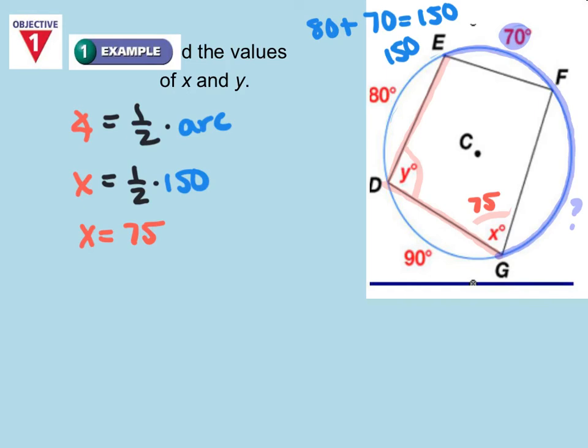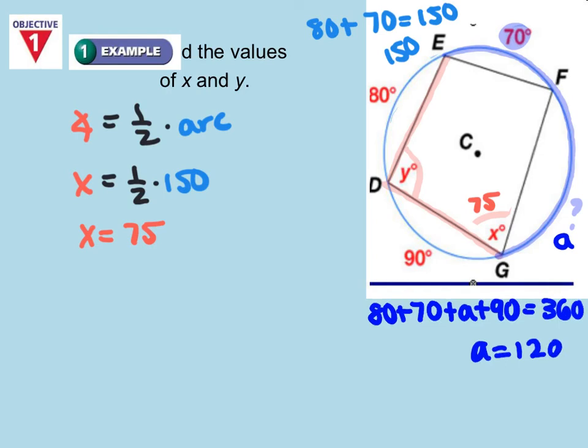But what we do know is that all the arcs in a circle should add to equal 360. So if I were to call this A, for example, you could say that 80 plus 70 plus A plus 90 should equal 360. So if I solve, this gives us that A equals 120. So now I can fill in that this length is 120, or the angle measure, arc measure.